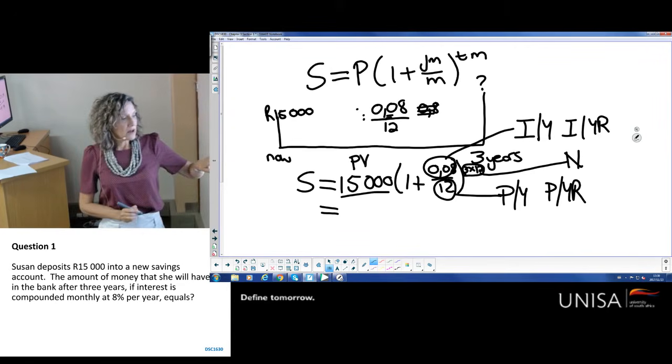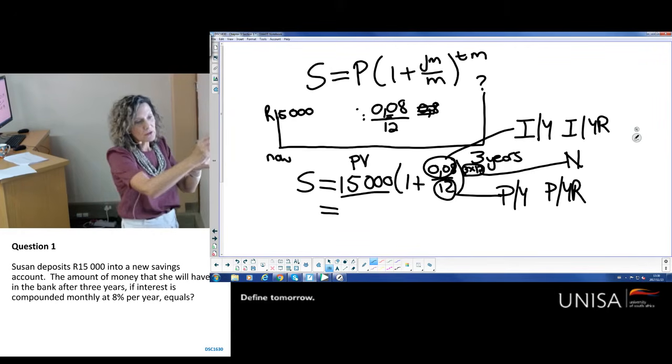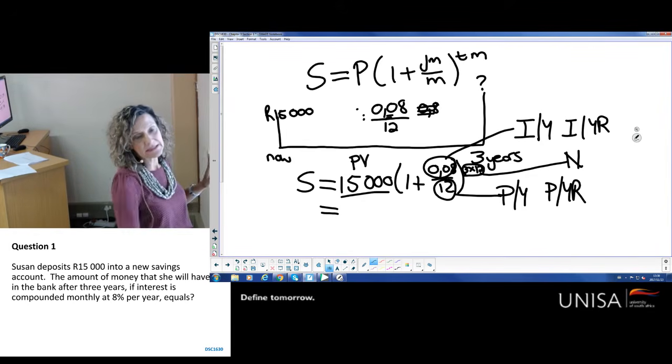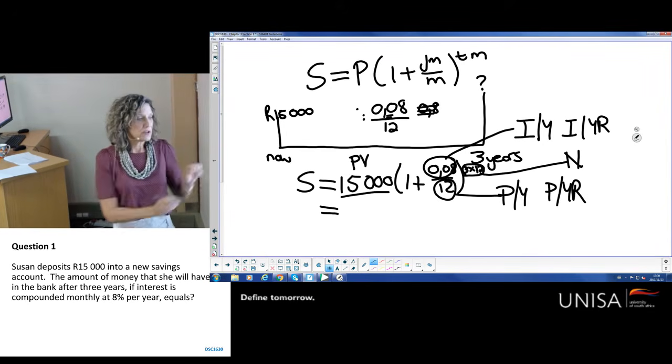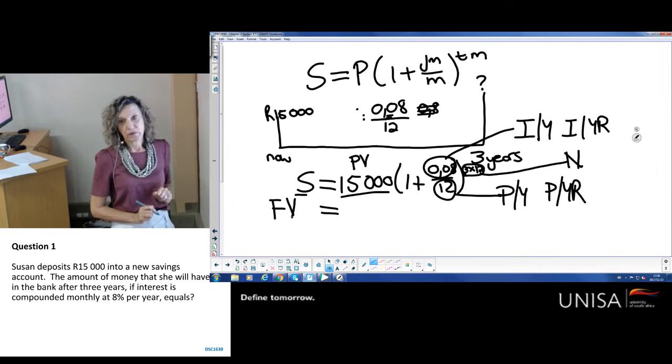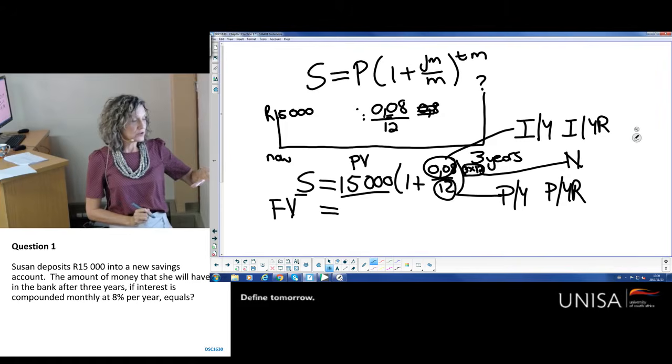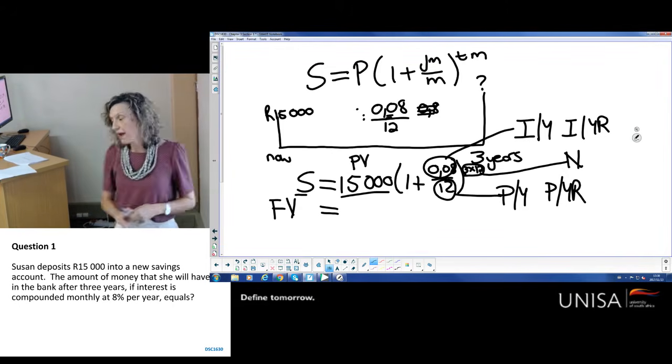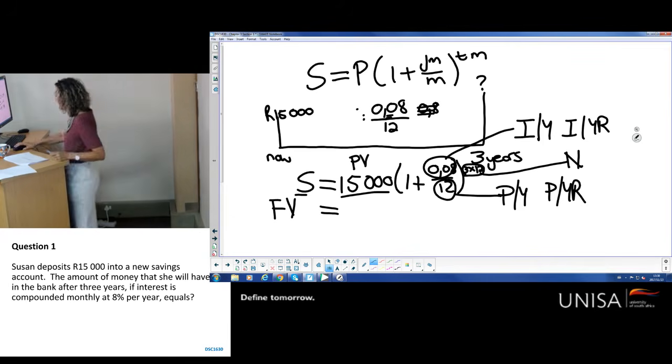What do we want to calculate? S. So after you've entered these in your calculator's little boxes, you just then press your future value. With the one you say compute future value, with the other one you just press future value to give you an answer. Let's quickly look at our notes.